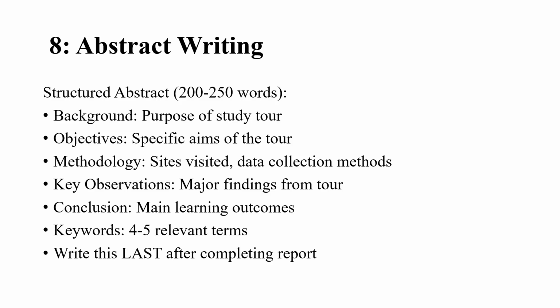Okay, now here you see these keywords, 4 to 5 relevant terms. So this you leave for last. Once a report is written, you will find there are 4 or 5 important keywords which you should add. So that would be added below this abstract. Okay, after the abstract is written, you just add those keywords here. So this usually is written after you have written the report, as I mentioned earlier. So keep that in mind.